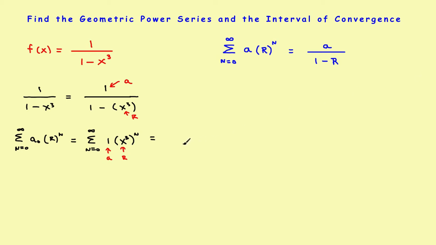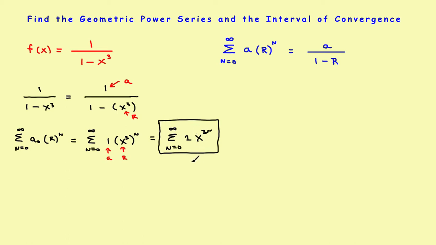Now sometimes they're simplified a little bit. If you check the answers in the back of the book when you're seeing whether you got them right or not, you might end up with something like this. 1, and what the book will probably do is go ahead and multiply those two together and make that be x to the 3n power. So it'll probably wind up looking something like that. So that's the rational function expressed as a geometric power series.